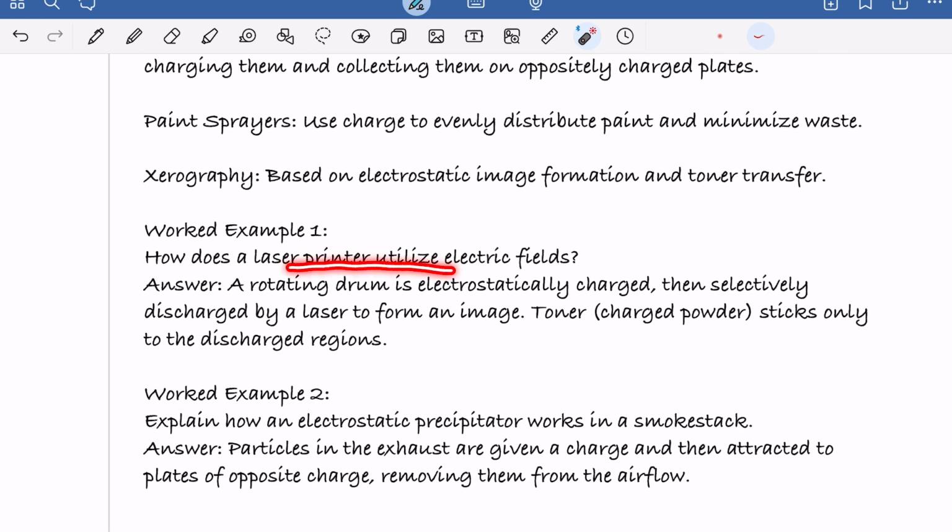How does a laser printer utilize electric fields? There's a drum in a laser printer, which is electrostatically charged, that charges the paper, and then you can discharge the drum selectively to form an image as you send from the computer. So if it's a big A that you want to print, corresponding to that A, the charge is removed selectively, and therefore toner particles stick only to those discharged regions.